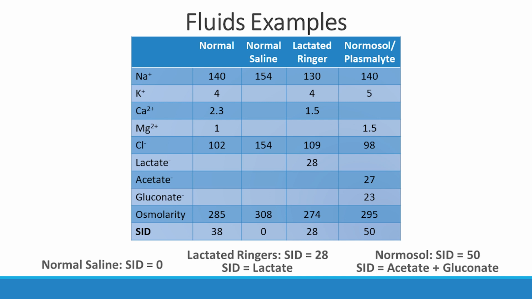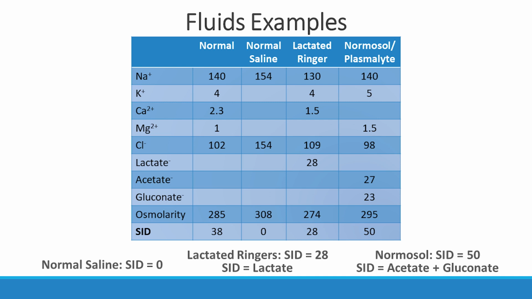Your lactated ringer has the lactic salt of 28, and that's where you get the SID of 28. And then in Normasol or Plasmolite, you have acetate and gluconate, and that has 27 of acetate and 23 of gluconate, which is where you get the SID of 50. So lactated ringer is a little bit on the acidotic side. Normasol and Plasmolite are a little bit on the alkalotic side.